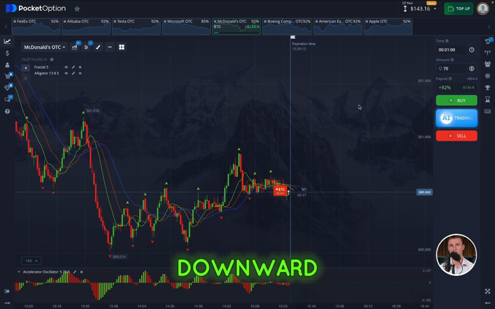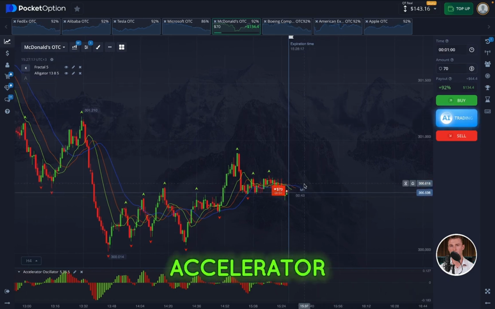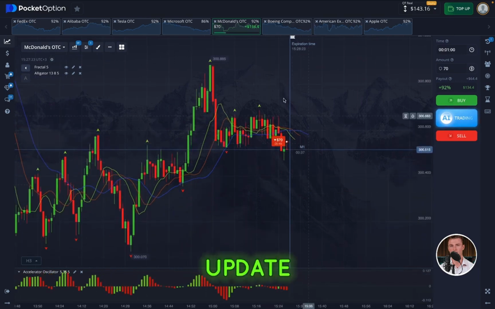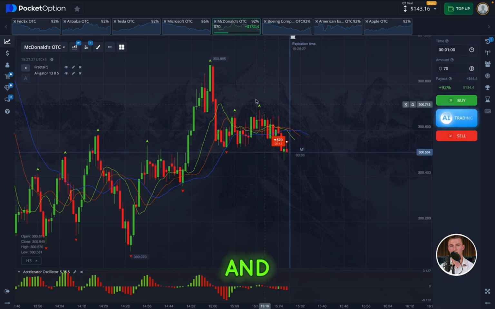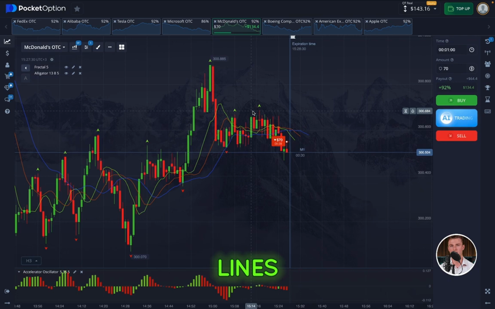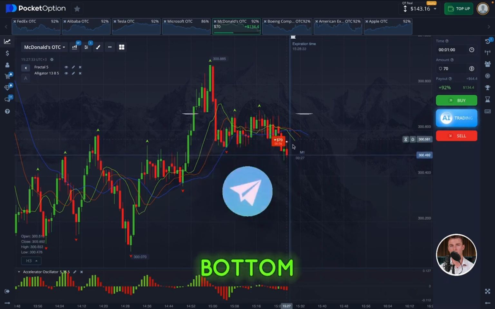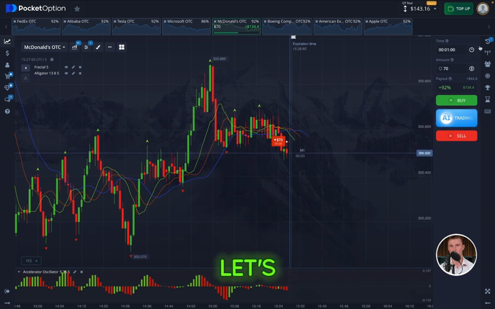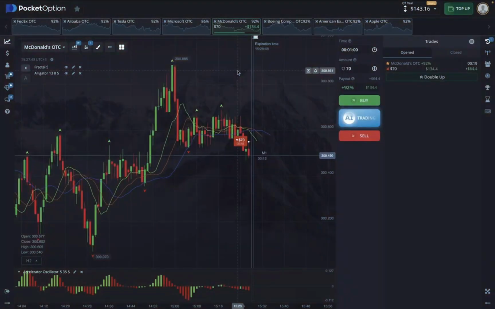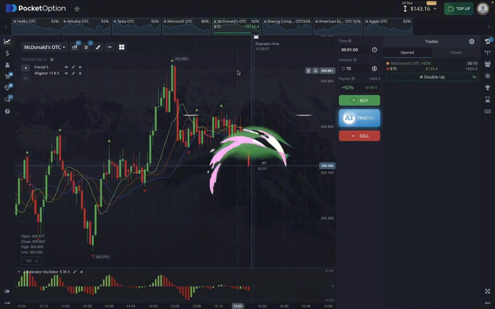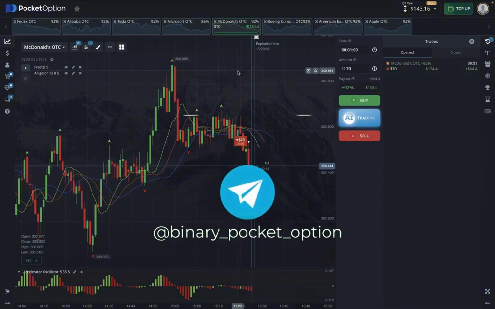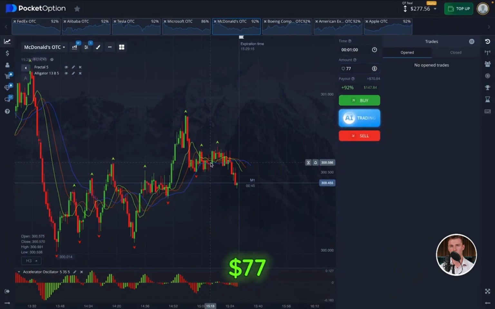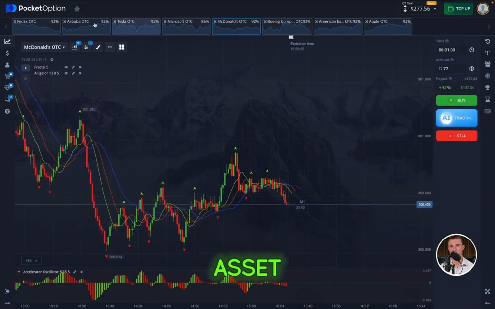In general, there are downward volumes of movement, and here the accelerator histogram shows us this. I managed to achieve a good opening level here. There was an update of the structural local maximum, and the movement crossed all the sliding lines of the alligator from top to bottom. In general, the same logic of opening, I think it's very clear. Let's look at the result. And the deal is also closing. Well, let's open the next position at $77, continue the analysis, and select the next asset.